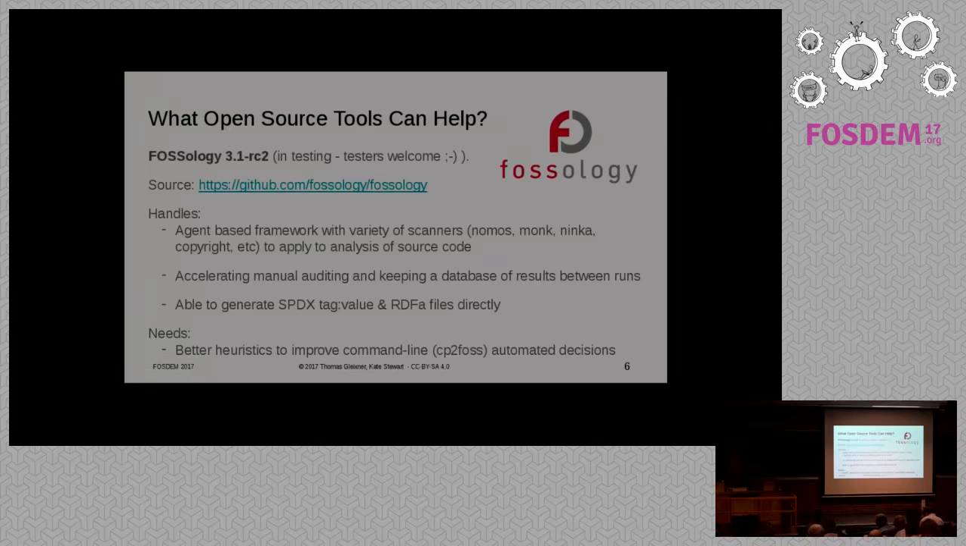With the release of the 3.1, well, in the 3.1 version, it's now able to generate tag value. And so you can get a file license list. However, it does need to have some better heuristics for the command line side. The CP2FOSS needs to be able to automate the decisions that are going on. The interactive works well, but this is an area for us to focus on.